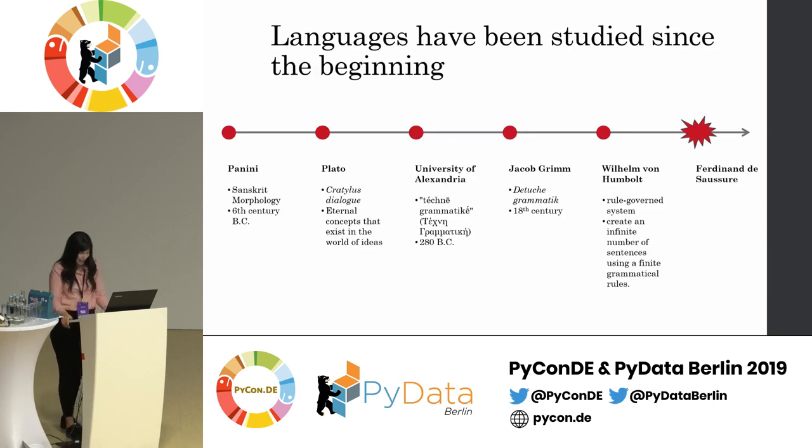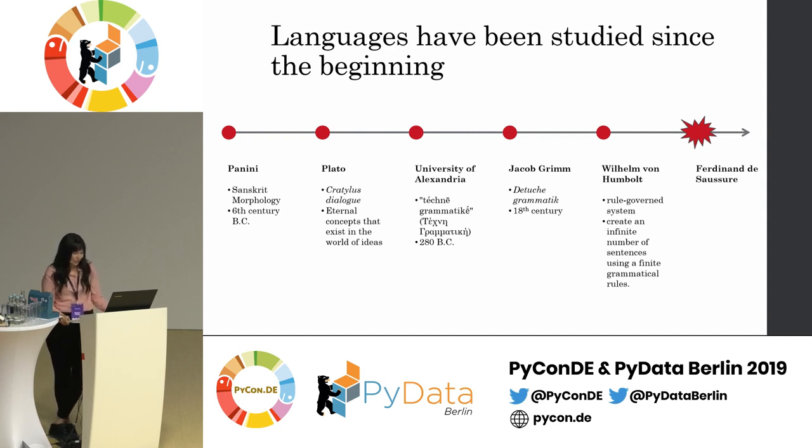Before Saussure, languages and their structures were studied by many people in different ways. The first register of it is from the 6th century before Christ in India, when Panini formulated 4,000 rules of Sanskrit morphology. Plato, in his Cratylus dialogue, mentions that words are eternal concepts and exist in the world of ideas, which is really poetic, by the way.